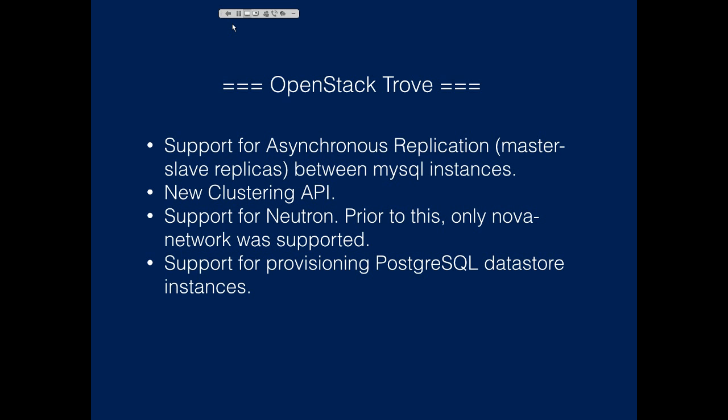It was previously introduced, but it was in a preview mode and wasn't an official feature. So it became more stable in this release. Marconi changed its name to Zaqar, and it is not integrated, it's still in the incubation phase. And there is support for provisioning PostgreSQL data store instances. As you know, OpenStack Trove does not limit itself to just one type of data store.